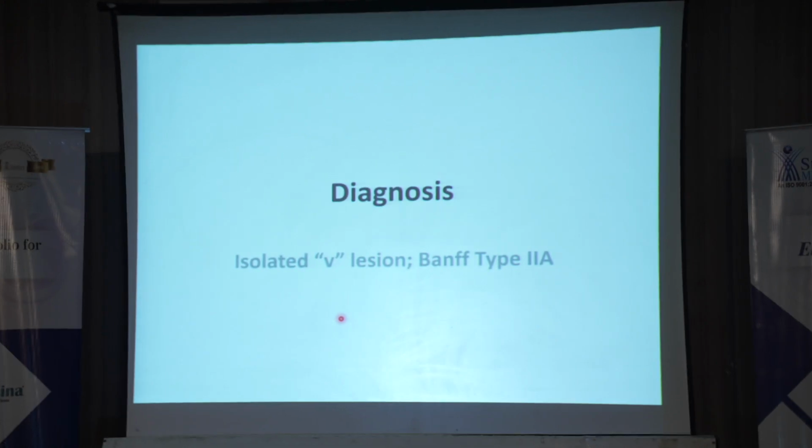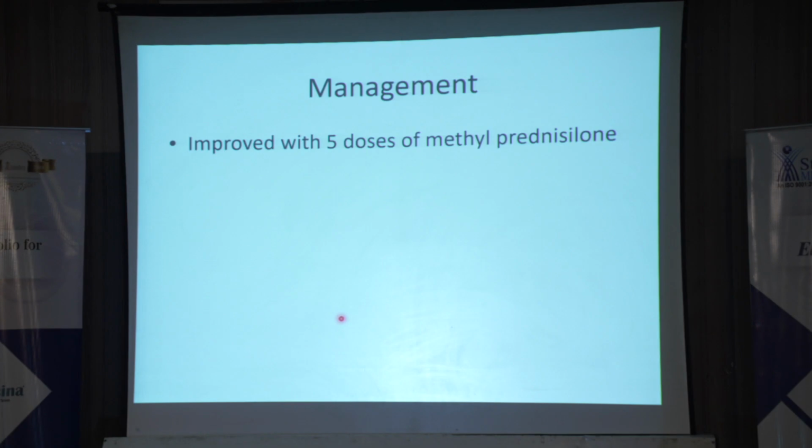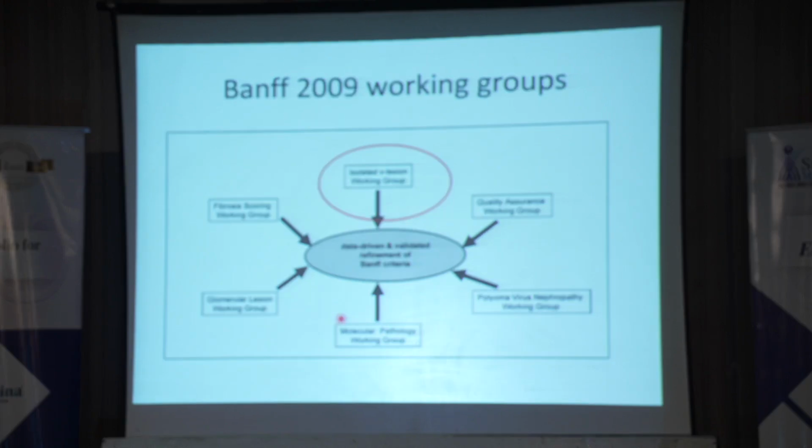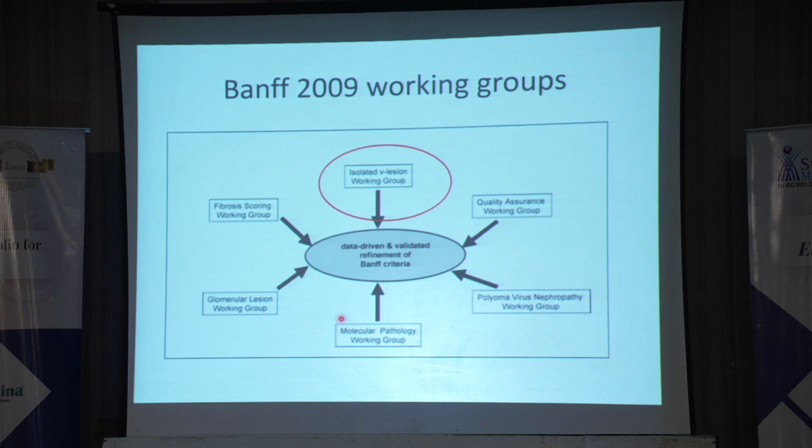So what does that mean? I'll go into further details, but first I'll show you these 2-3 cases. This patient improved with 5 doses of pulse steroids. So most likely it was a T-cell mediated rejection only, which got resolved. This concept of isolated V lesion came in 2009, and they formed a working group also. I'll highlight in detail what these isolated V lesions are in the next few slides.